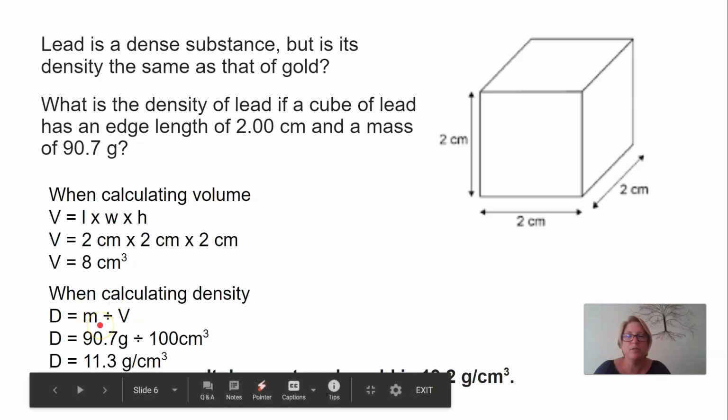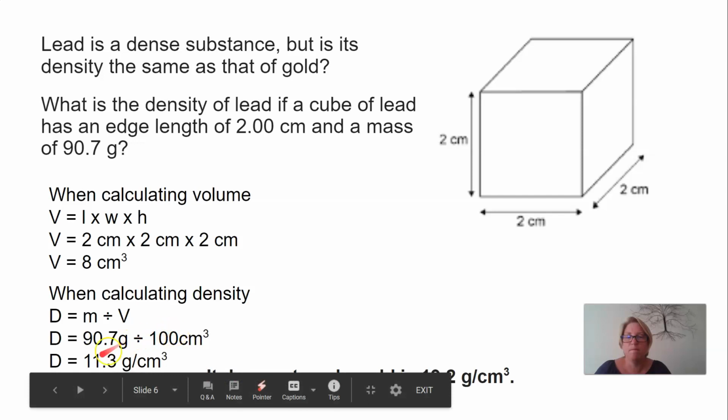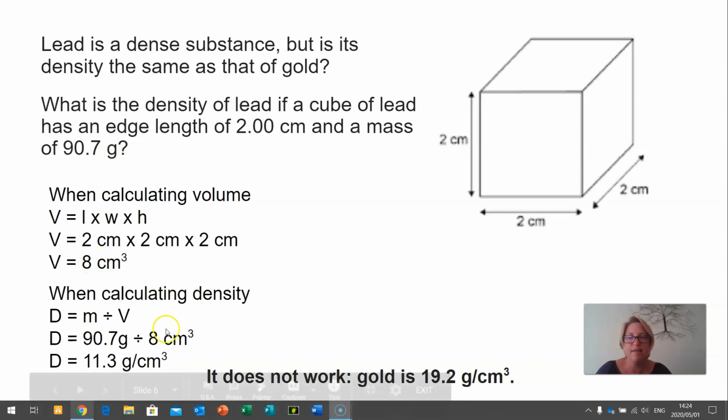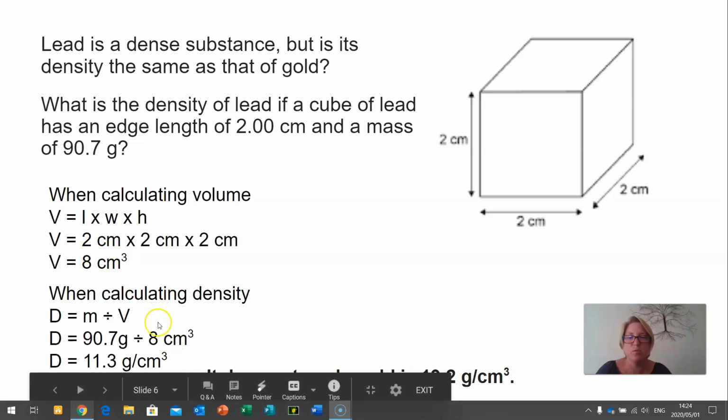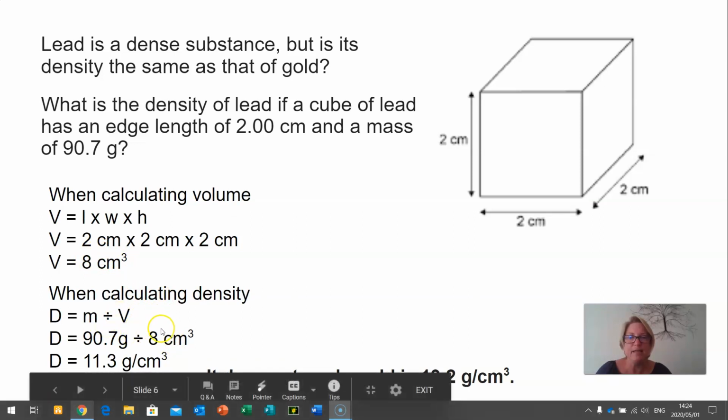Mass is 90.7 grams. If we look at that sum again, density equals mass divided by volume. The mass they've given us, that's 90.7 grams, and the volume we've just calculated, that's 8 centimeters cubed. So 90.7 divided by 8 is going to give us 11.3 grams per centimeters cubed.